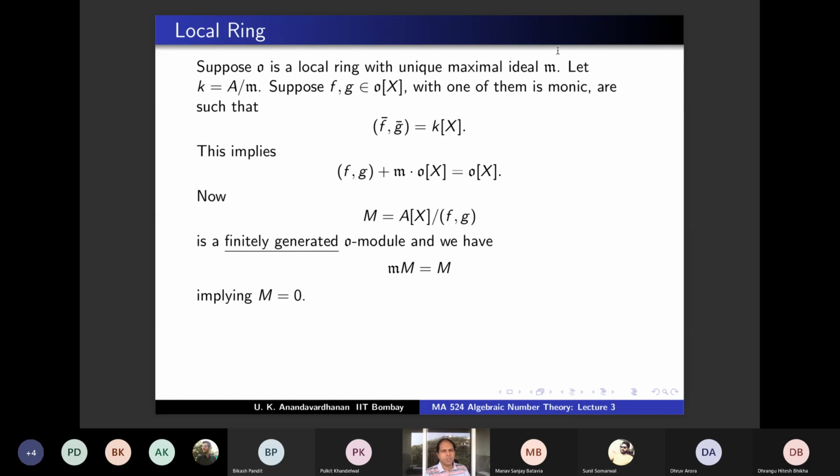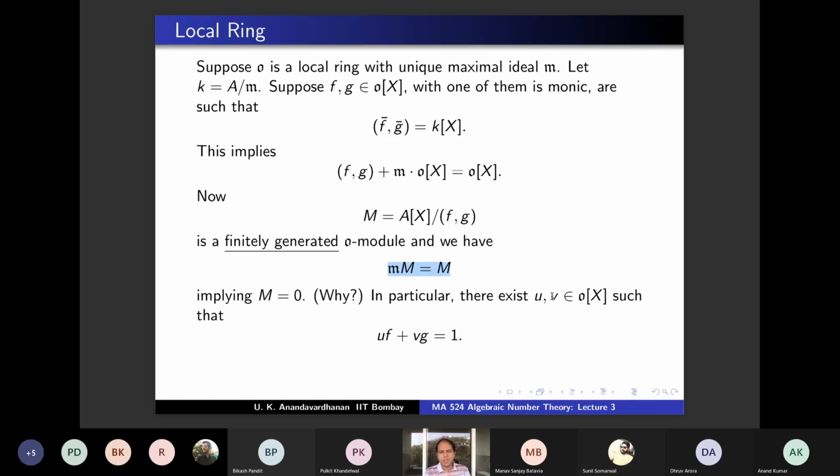So Nakayama in the local ring situation will directly say that if m times M is M, then M is 0. So what is the meaning of M is 0? M is this module. That means the ideal generated by f and g is all of OX. So the answer to why is Nakayama. So in particular, there exist polynomials in OX such that the ideal generated by f and g is the full OX. In particular, one is there. One you can write as UF plus VG.